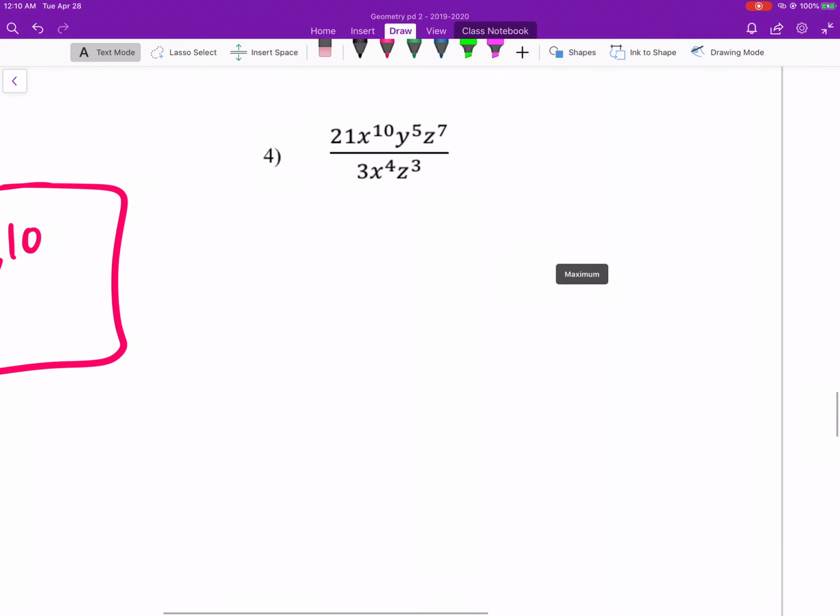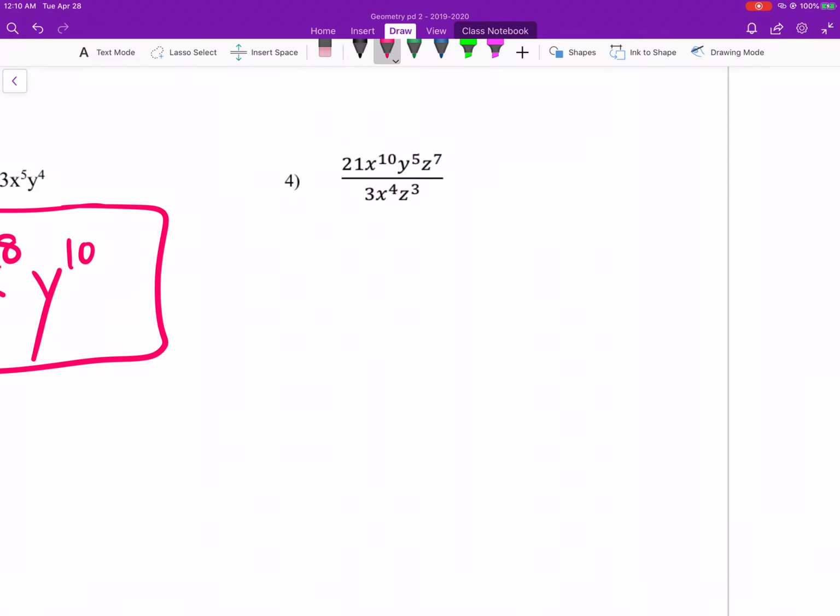Same thing when we're talking about dividing. You can see we have a coefficient of 21 and a coefficient of 3. Divide those. 21 divided by 3 is 7. And then that's x to the what? Remember, now we're subtracting. Since the operation initially is division, we're subtracting those exponents. So 10 minus 4 for the x's, which is 6.